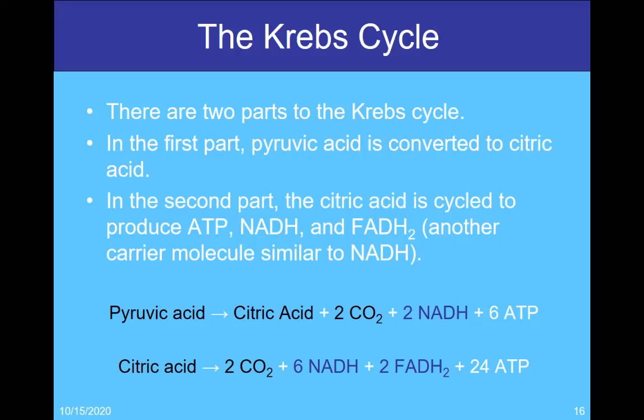So pyruvic acid is converted to citric acid, some carbon dioxide is released, along with 6 ATP and 2 NADH. In the second half of the Krebs cycle, the citric acid is then converted into carbon dioxide again. This time there is no larger molecule, producing 6 NADH, 2 FADH2, and 24 ATP. So if you take a look at this in total, we are looking at 6 ATP plus 24 ATP for a total of 30 ATP produced in the Krebs cycle.